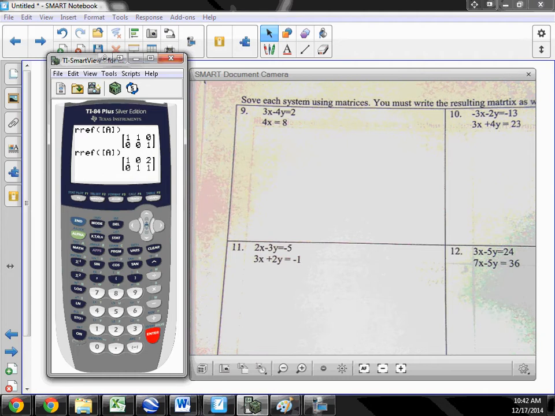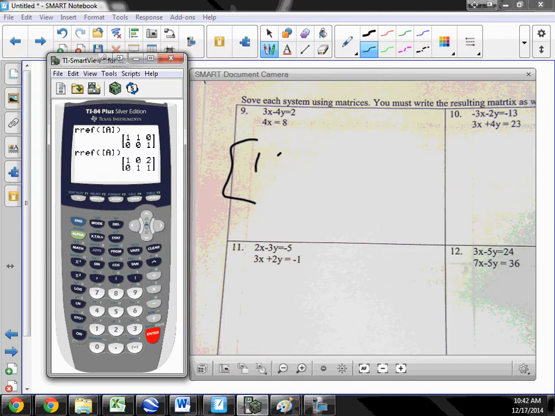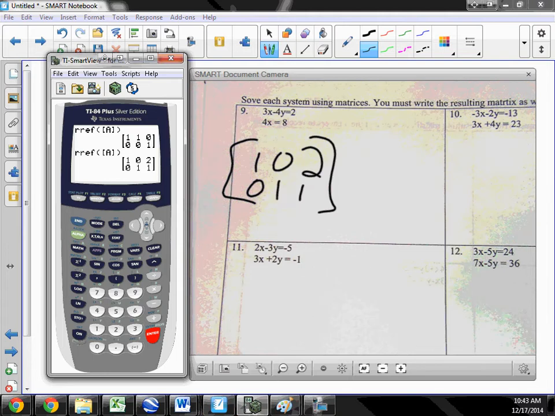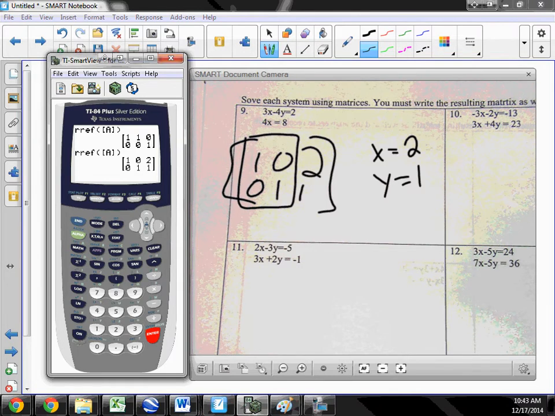So I write down the matrix: 1, 0, 2, 0, 1, 1. How many answers does this have? One solution, because I have this pattern. So x is 2, y is 1. And I'm done.